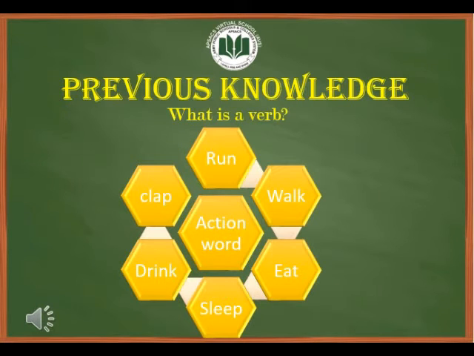Previous knowledge. Students, do you know what a verb is? Yes, a verb is an action word. For example: run, walk, eat, sleep, drink, clap, jump, wiggle, nod, talk, walk, flap, etc.